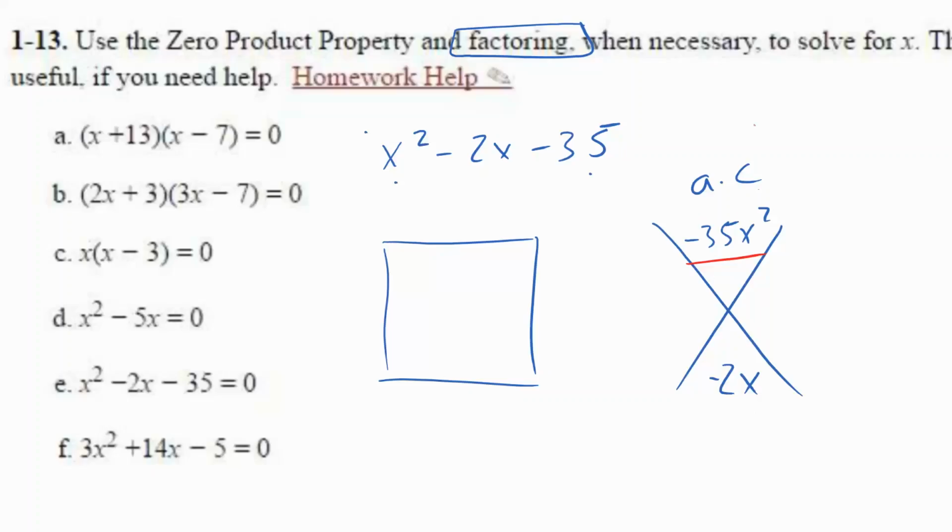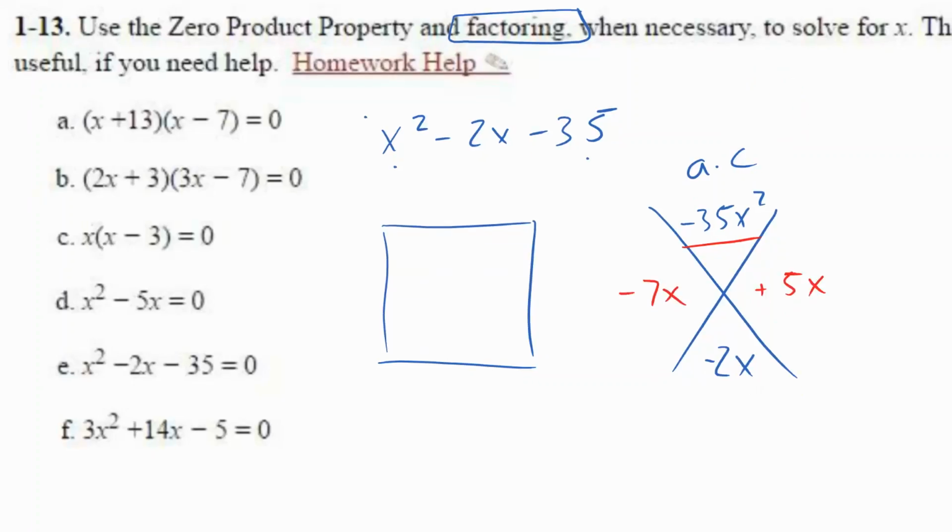So factors of 35 are 5 and 7, and that's really about it. So if I have a negative 7 and a positive 5, those would multiply to negative 35x squared, and they would also add to negative 2x. And then we want to use our box to get our factors. So we've got x squared, we've got our minus 35, and then we should have a minus 7x and a plus 5x.